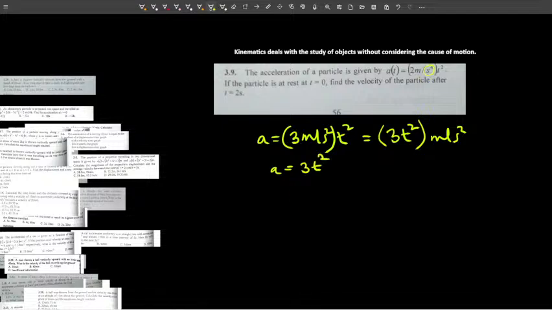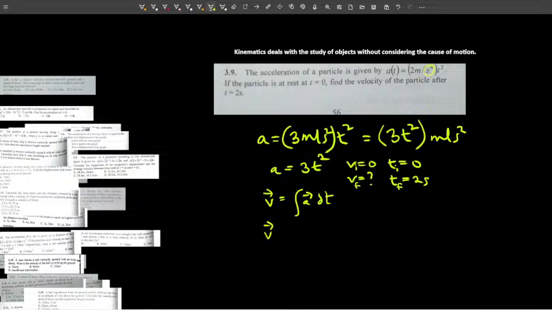So we know that A is equal to 3t raised to power 2. We are told that if the particle is at rest, that means the velocity is 0, then t is also 0. Find the velocity of the particle after 2 seconds. So we're looking for the velocity when t is 2 seconds. This here is the initial velocity and initial time, and this is the final velocity and final time. To get velocity, don't forget from the previous example, v equals the integral of a dt. So when I integrate a, I will get my velocity.